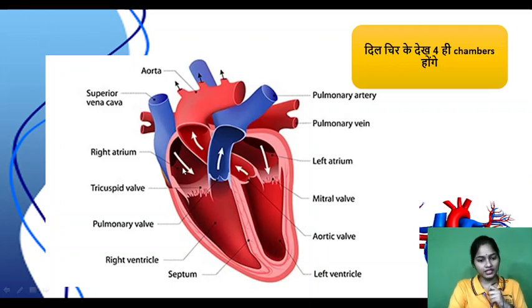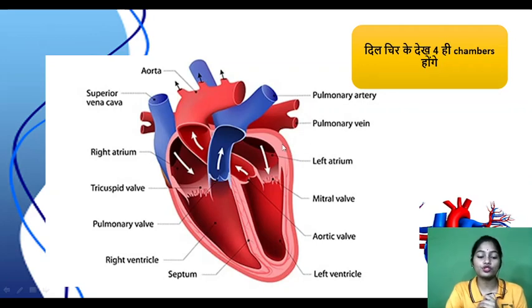Okay, or we can say auricle, ventricle, atrium, ventricle. Now see, you have to just remember that in the diagram, the one which is the right is the left, and the one which is the left here is the right, opposite. So this is the left atrium and this is the left ventricle. This is the right atrium, this is the right ventricle.